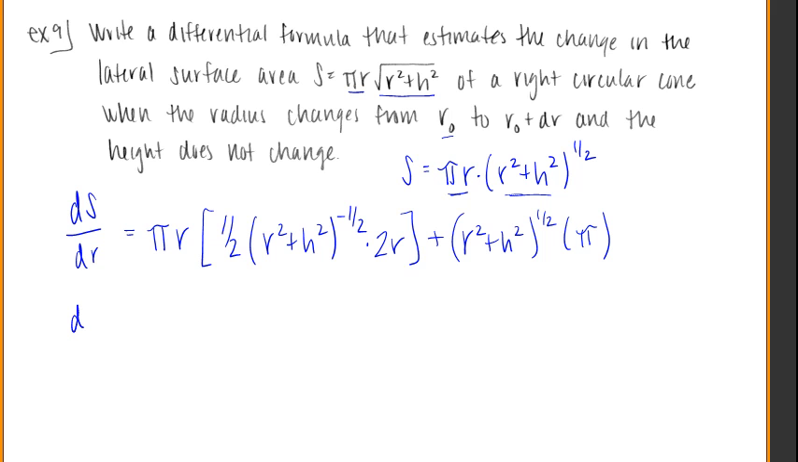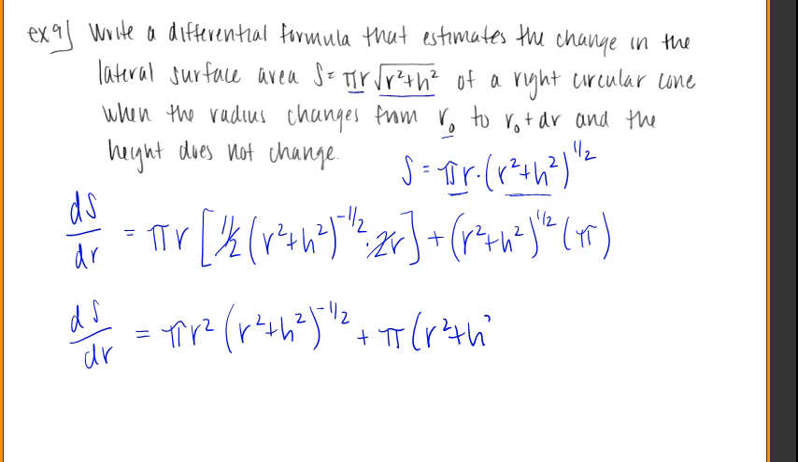Okay, let's keep going with this. So dS/dr is going to equal, let's see, the 2 and the 1/2 are going to cancel. So I'll get pi r squared times r squared plus h squared to the negative 1/2. All that for the first part. And then over here, looks like plus pi times r squared plus h squared to the 1/2.